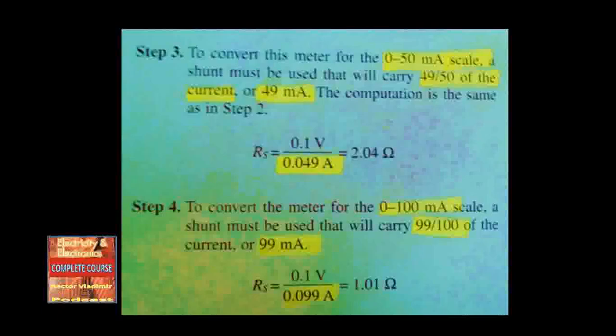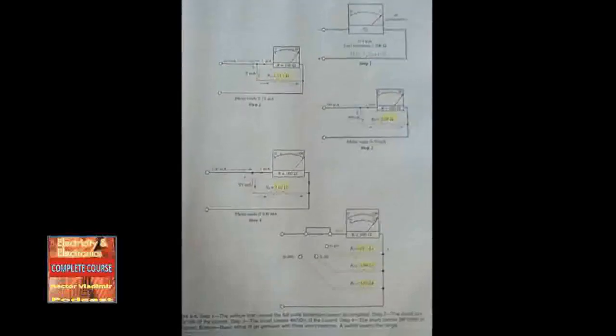Convert the meter for the 0 to 100 milliamp scale. A shunt must be used that will carry 99/100 of the current, or 99 milliamps. Shunt resistance equals voltage divided by current, 0.1 volts divided by 0.099 amps, equals 1.01 ohms. A shunt with an ohmic value of 1.01 is required for the meter to safely use a 0 to 100 milliamp range. Looking at figure 2-6, notice the switching device used to change the ranges of the meter at the bottom of the figure. The correct scale on the range dial must be used to correspond to the selected range.